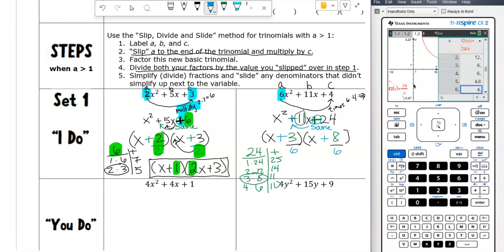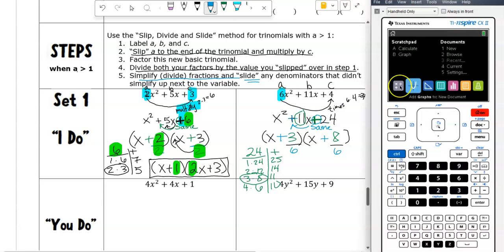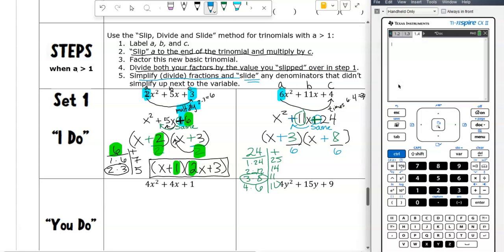Now we will simplify or divide the fractions and slide any denominators that didn't simplify up in front of the parentheses. So checking 3 divided by 6, that simplifies to 1 over 2. So let me write that as x plus 1 over 2. 8 divided by 6 is 4 over 3.